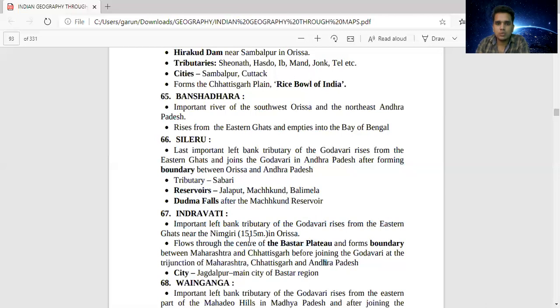Near Neemgiri in Odisha, it flows through the center of the Bastar Plateau, forms the boundary between Maharashtra and Chhattisgarh, joining the Godavari at the tri-junction of Maharashtra, Chhattisgarh and Andhra Pradesh.